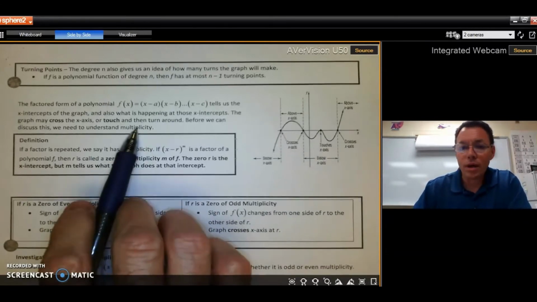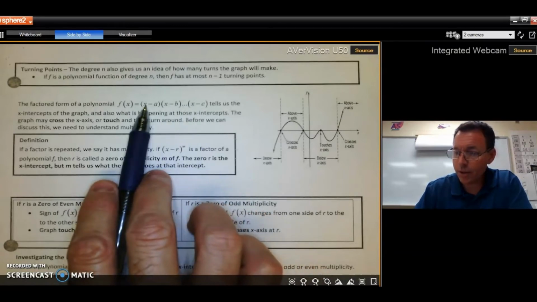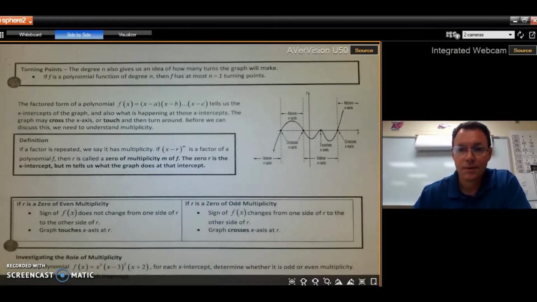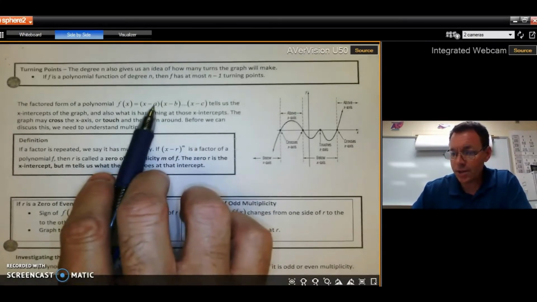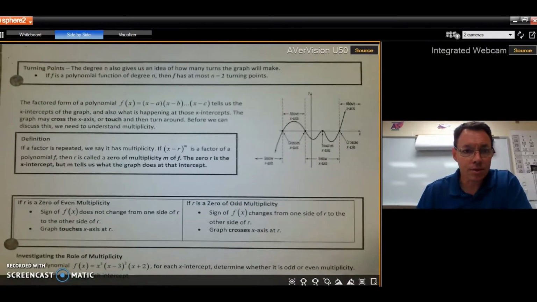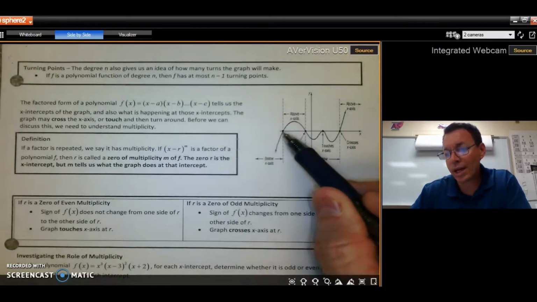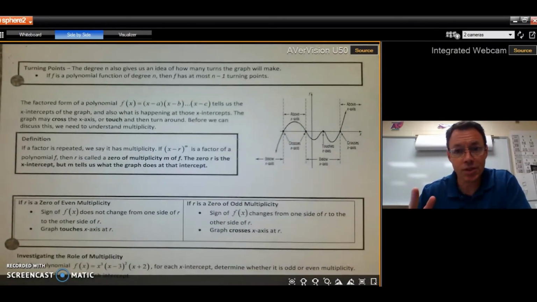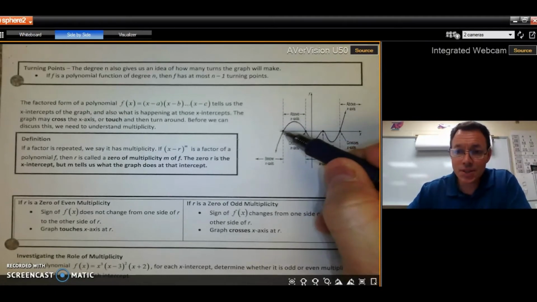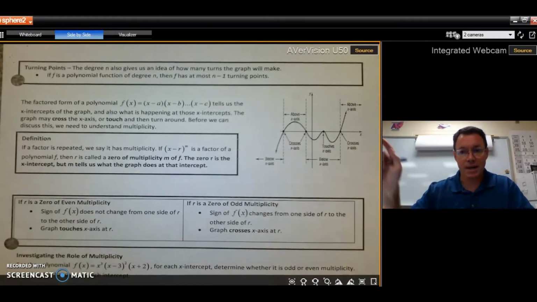Now, we've talked about the fact that the factors of a polynomial tell you where the graph is going to cross at the x-intercepts. These are your x-intercepts. So this graph would cross at A, B, C, etc. But there's something else the factors can tell you, and that's what happens at the x-intercepts, because there are 2 things that can happen. An intercept just means you are making contact with the x-axis. Intercept doesn't mean you have to cross it and pass through.